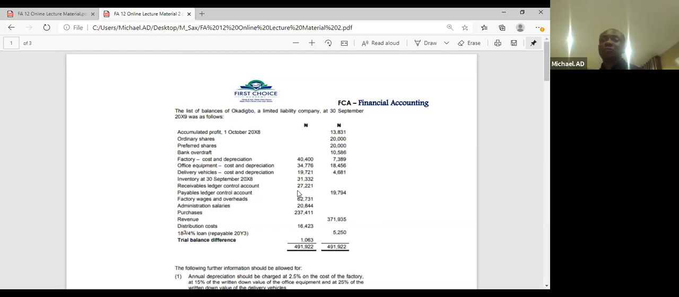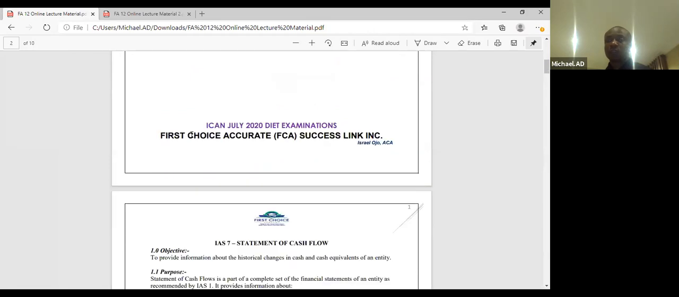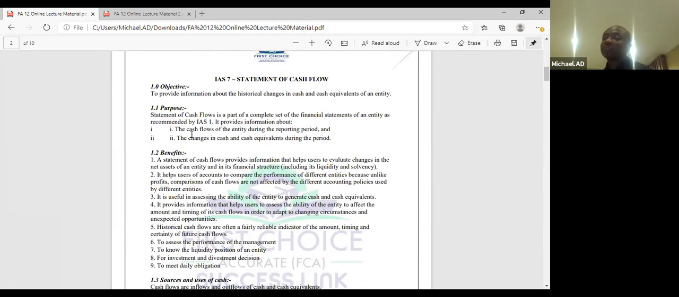Hence, after this, we look at cash flow. Cash flow is also a very important topic. Cash flow, IAS 7, is actually a very important topic, as far as financial accounting is concerned. So basically, the essence of cash flow is that we want to know how money is coming in and how it's going out. Like your cash, how is money coming in and going out?